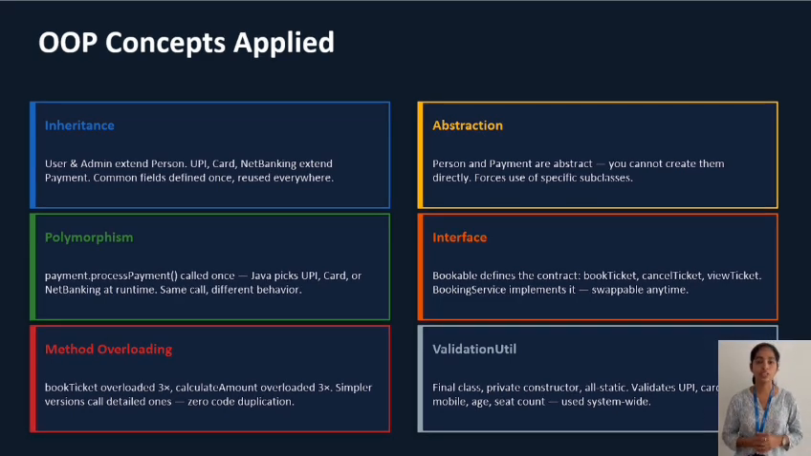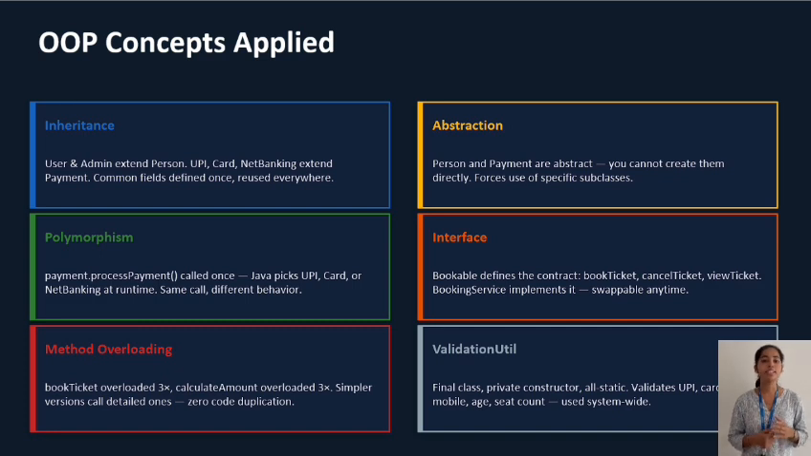Next is the interface. We defined a Bookable interface with three methods: bookTicket, cancelTicket, and viewTicket. BookingService implements this interface. This means if we ever want to replace the booking service with a different implementation, the rest of the code won't break. It's a contract.